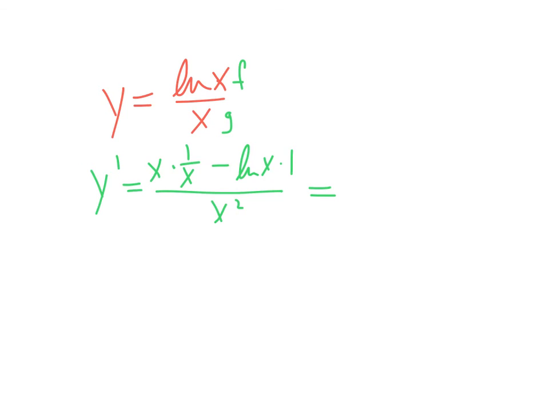Simplifying some stuff, we've got x times 1 over x, which is 1, minus ln of x. That's over x squared. That looks like that's answer D for us. And we're done.